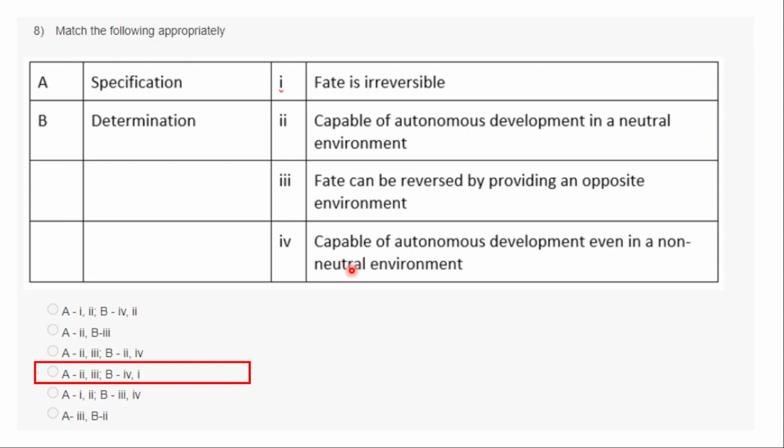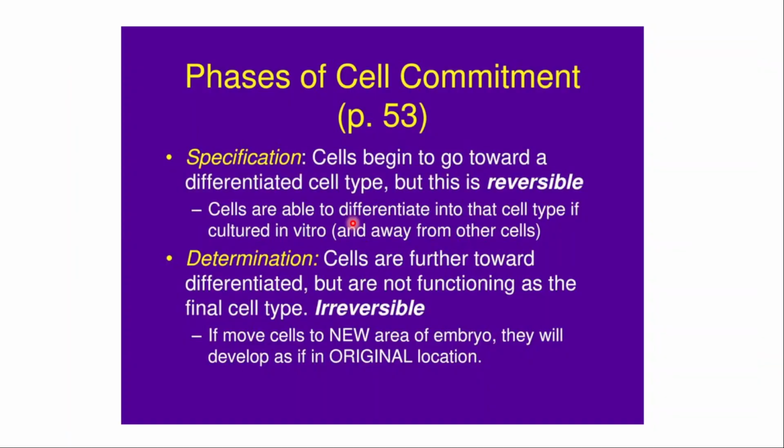Where we do not have a neutral environment, where the environment is actually permissive for something else, but since the cell is predetermined, the cell has already reached the determination stage, it is still capable of autonomous development, and fate is irreversible in case of determination. While in specification, where the cell has just started towards committing to a differentiated cell type, this process is reversible. The cell can develop autonomously when it is kept in a neutral environment away from other cells. So which is answered correctly by Ajay.